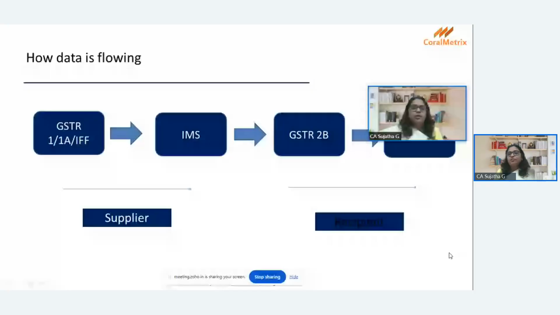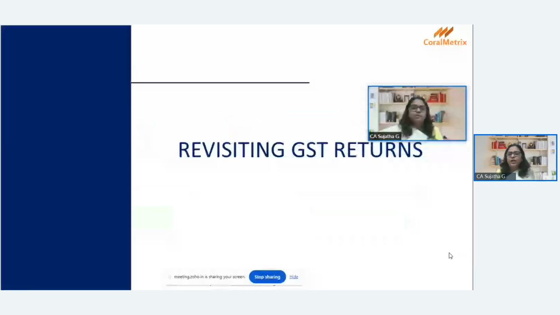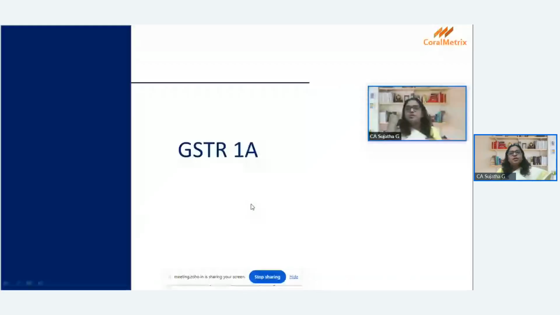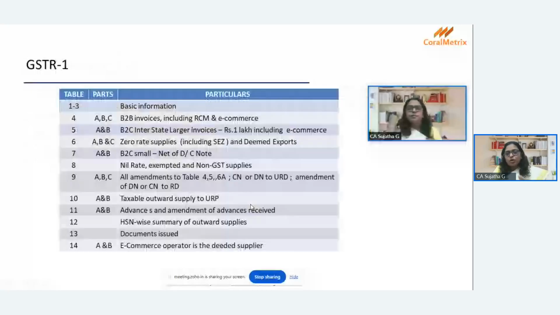Next, let's take GSTR1 quickly for 5 minutes, because there are certain important tables which have become mandatory in recent times. These are all very old ones, which by now you should be very familiar with. So when it comes to GSTR1, the basic tables are your name, GST number, all that. It's all pre-filled, so you don't have to pay much attention to it.